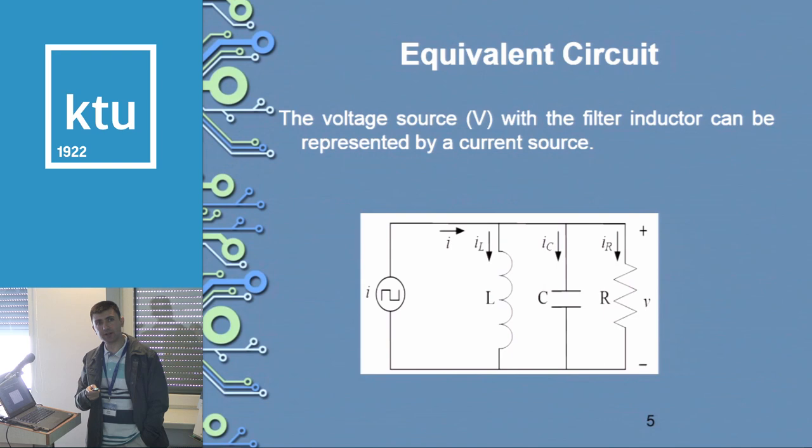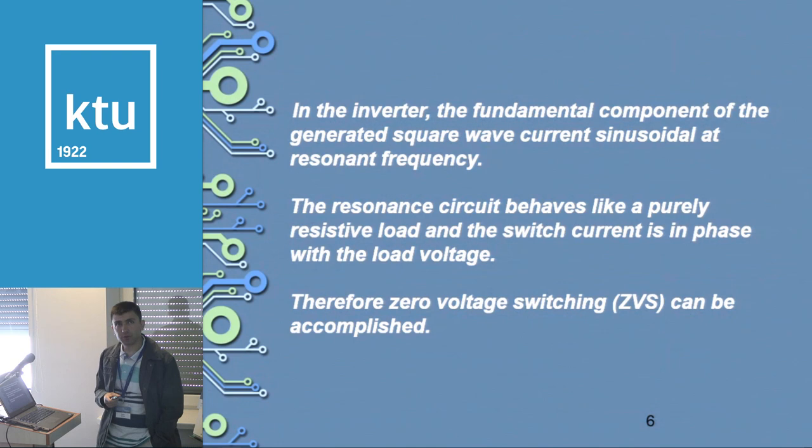According to the switching of the power switches, MOSFETs or IGBTs, we can create a square wave input current to the resonance circuit, and by changing the frequency, the output power of the circuit can be changed. In the inverter, the fundamental component of the generated square wave current is sinusoidal at the resonant frequency. It means that when we choose the switching frequency at the resonance frequency, the fundamental component of the square wave current will be purely sinusoidal.